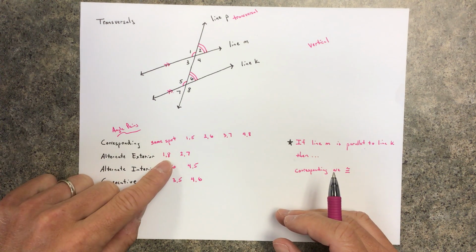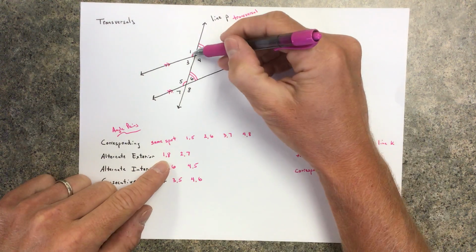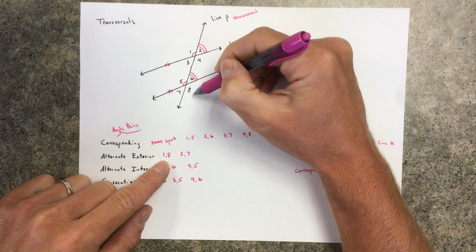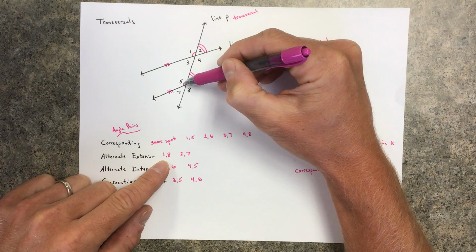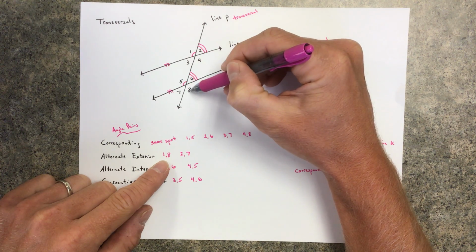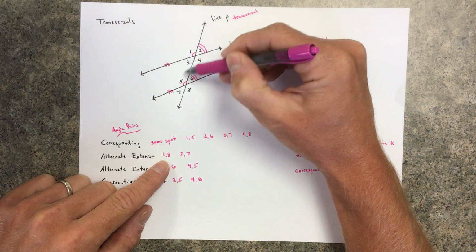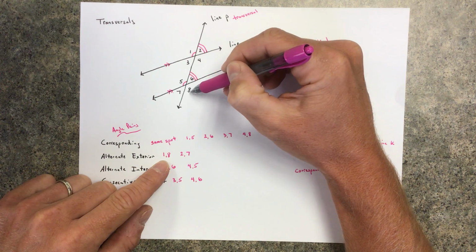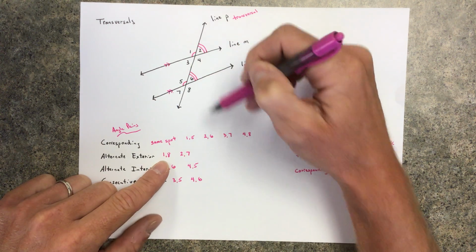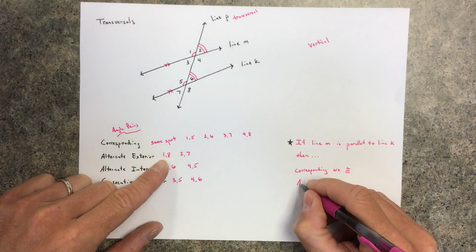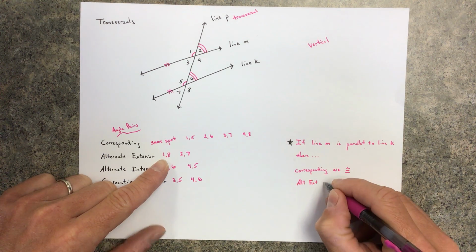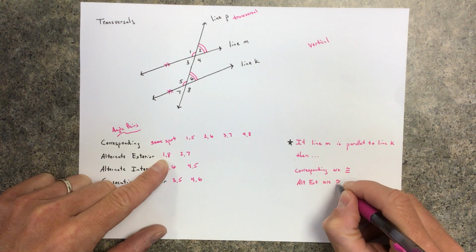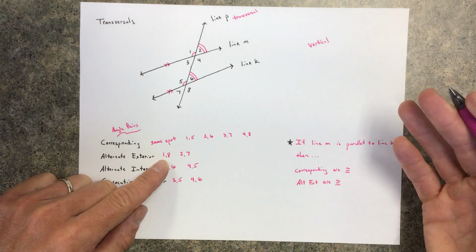What do you think about the alternate exteriors? 1 and 8. You're like, oh, wait a second. 1 is congruent to 5 because they're corresponding, but 5 and 8 are vertical, so they're congruent. 1 congruent to 5, 5 congruent to 8. Well, then 1 must be congruent to 8. So we can conclude that alternate exteriors are also congruent if we have parallel lines.